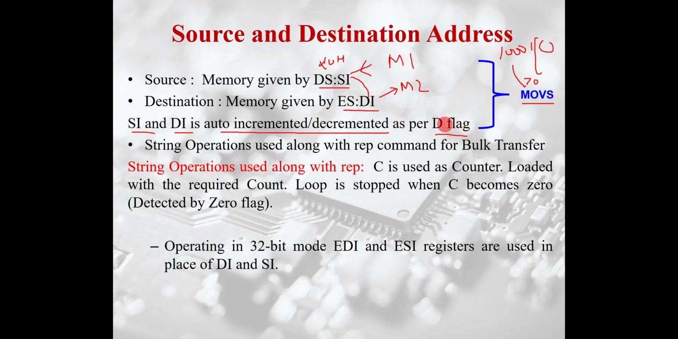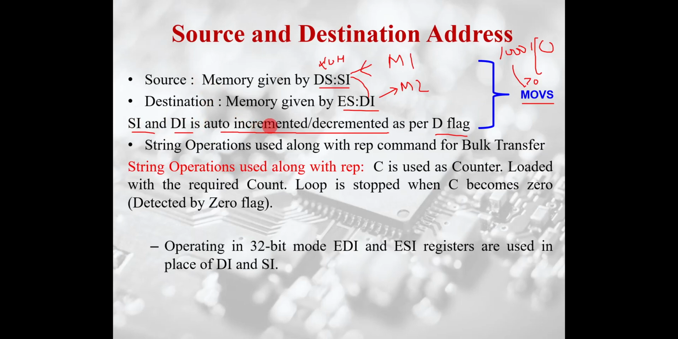So when we learnt about the flag register, we learnt there is a D bit, the D flag. If D is 0, then after fetching the data from here and pushing it back to this, SI and DI will be auto incremented. So you don't have to write a separate instruction to increase SI and DI. Similarly, if D is equal to 1, SI and DI will be decremented by 1. Okay, and it will stop here, right?